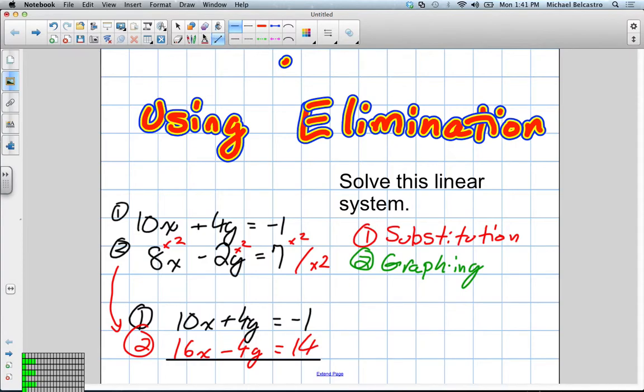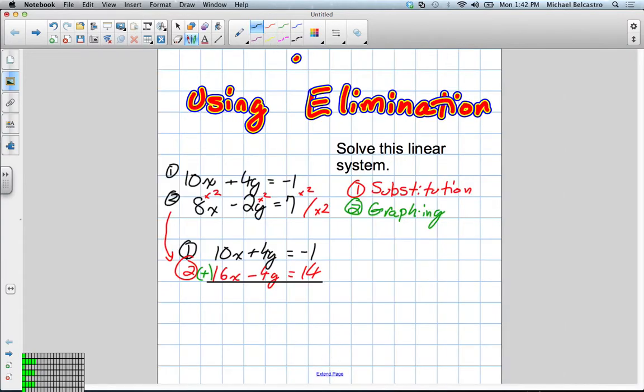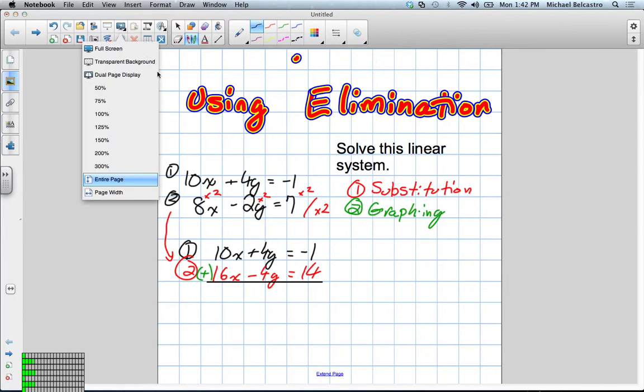Now, if we look, my coefficients for y are the same. Perfect. The next step is I'm going to choose to either add these equations together or subtract them. I have to figure out which operation will eliminate the y. Which operation will cause +4 and -4 to equal 0? To add them together. Very good. Okay. So I'm going to add these two equations together. The setup is the hardest part about this. Once you have the setup, it becomes much more straightforward from there.